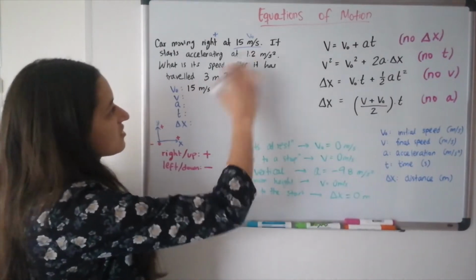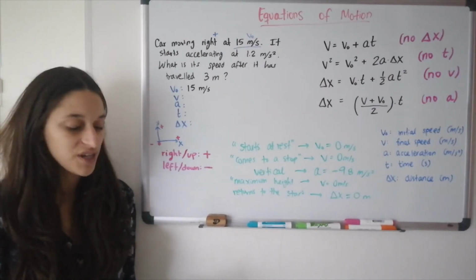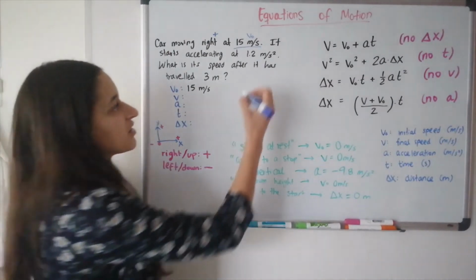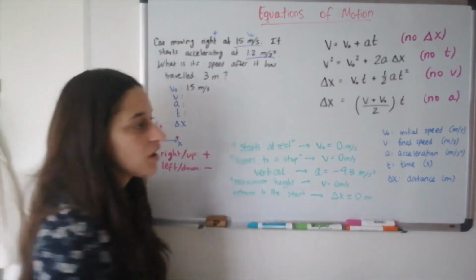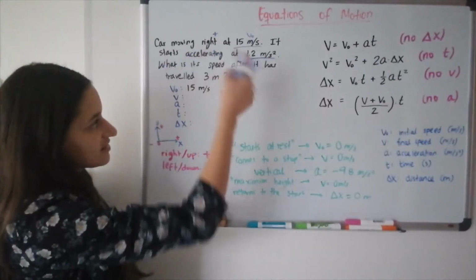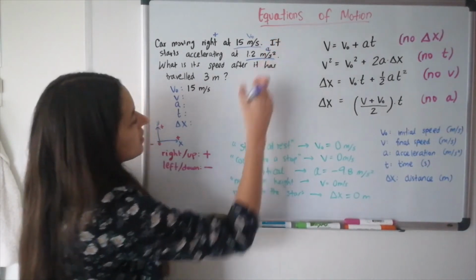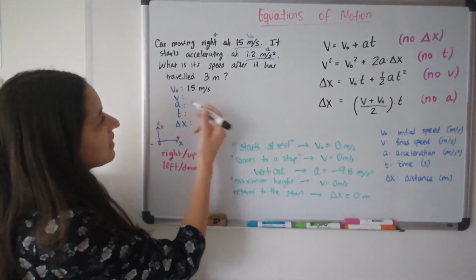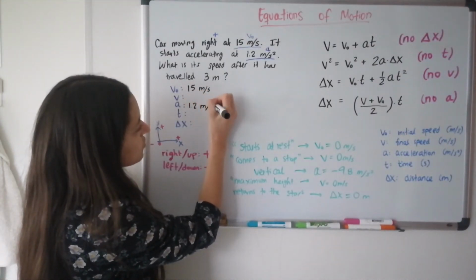Okay, now let's continue reading. It starts accelerating at 1.2 meters per second squared. So here we found another value that is going to help us, and this one is in meters per second squared, which is the unit for acceleration, and it says accelerating at, so this is our A. Right, so we can fill in our table, in the acceleration put 1.2 meters per second squared.